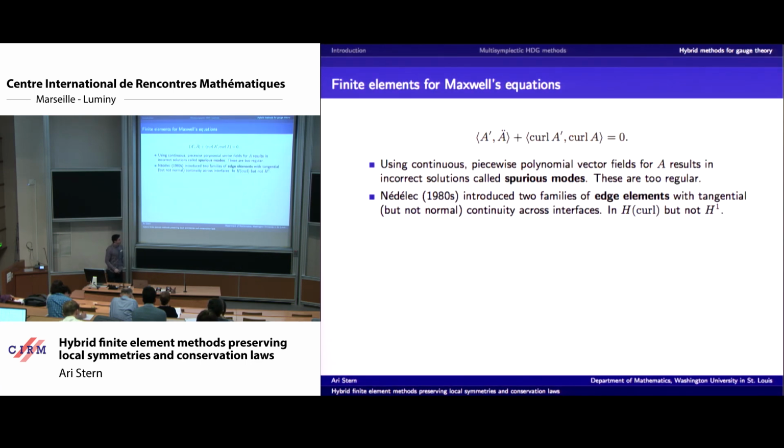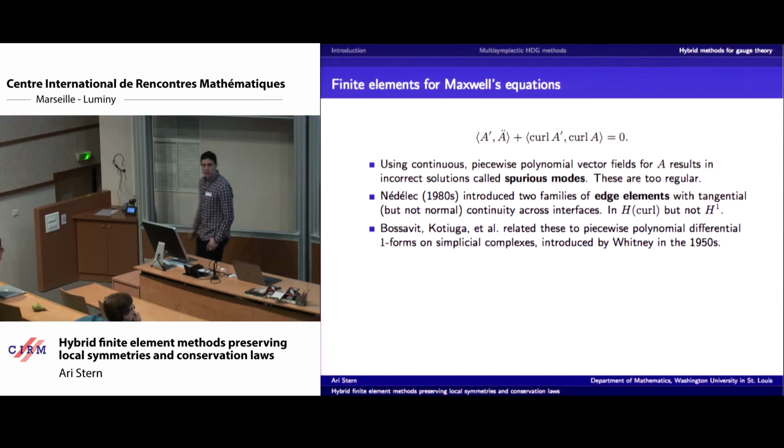So in the 1980s, Nedelec introduced two families called Nedelec elements of the first and second kind. These elements are piecewise polynomial vector fields that have tangential continuity, but not normal continuity between elements. If you insist on continuity, you'll get your A to be H1 vector fields. In fact, you only want vector fields in a space called H curl, meaning that there's a weak curl, but not necessarily all the weak first derivatives.